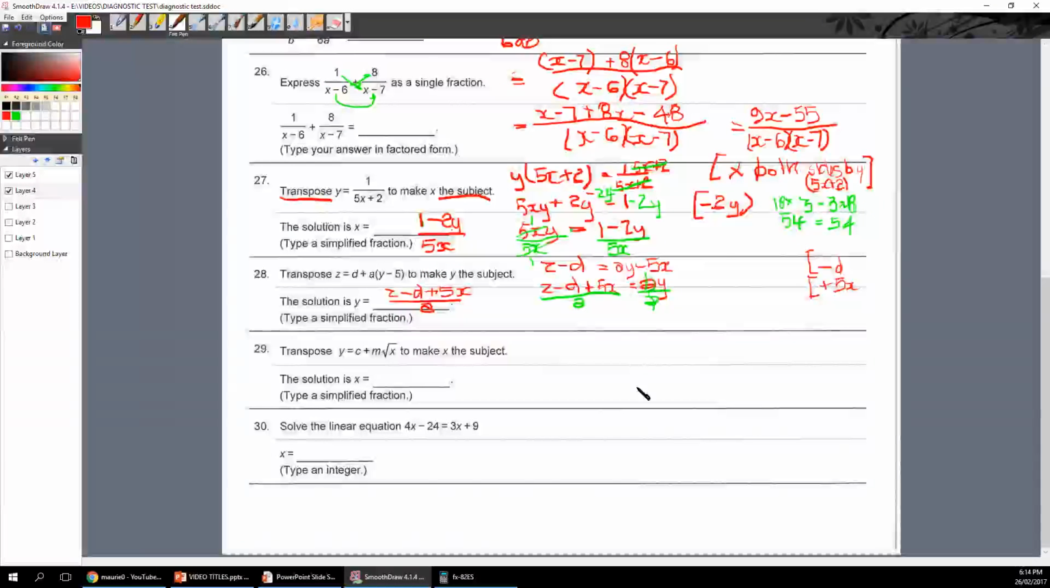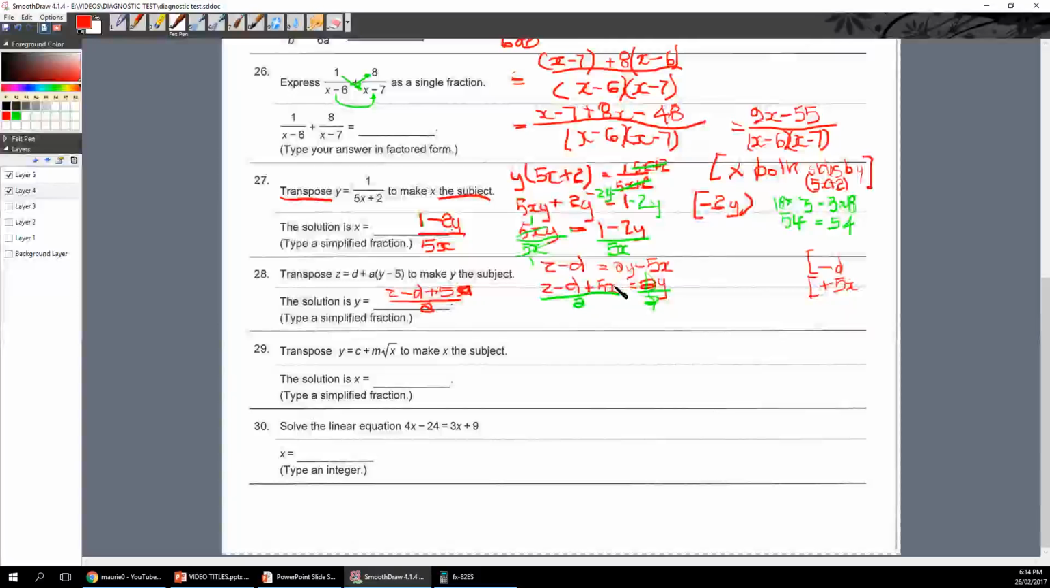So Z minus D plus 5. Is that 5A or 5x? That should be a 5A in there. That should be a 5A.